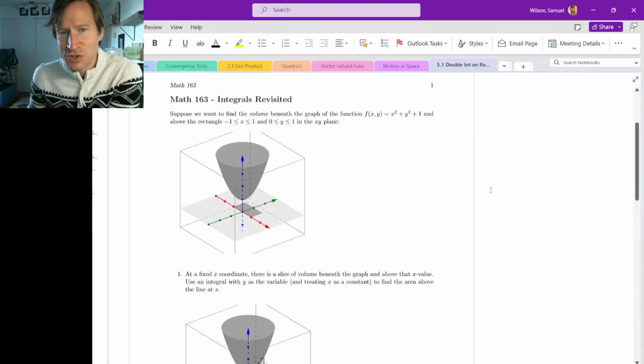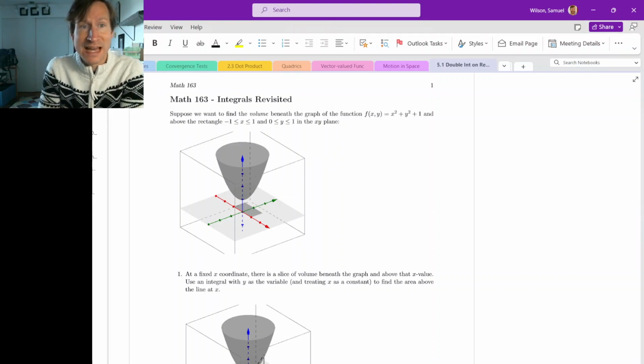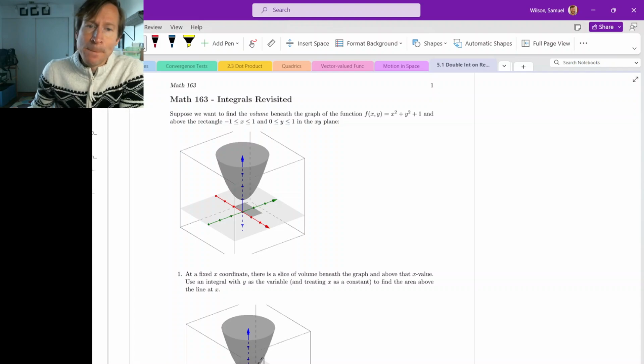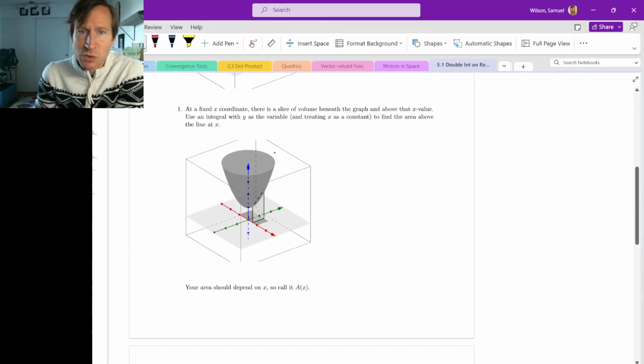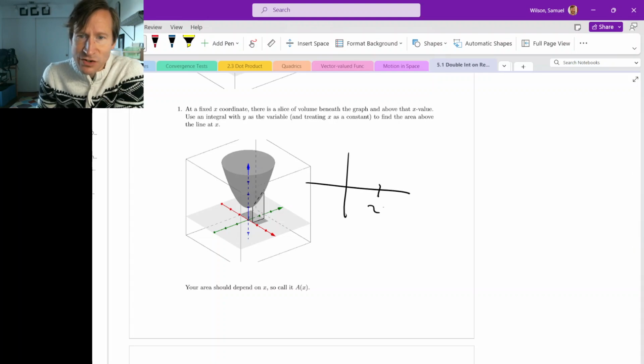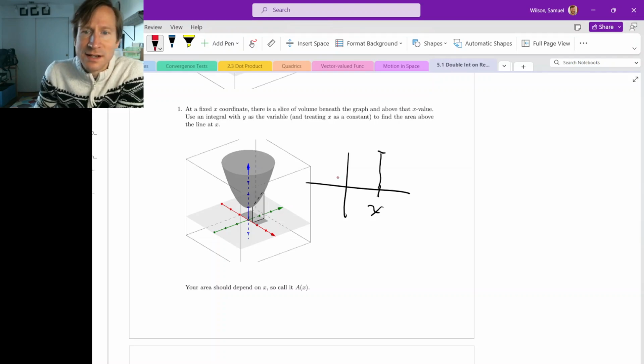Okay, so we're trying to find the volume underneath this graph of f as a function of both x and y. And so in number one, the idea is that we're fixing a certain x coordinate and we're going to go along the y direction. Right along this particular x coordinate, x is constant, and we can just figure out what is the total area above this slice.